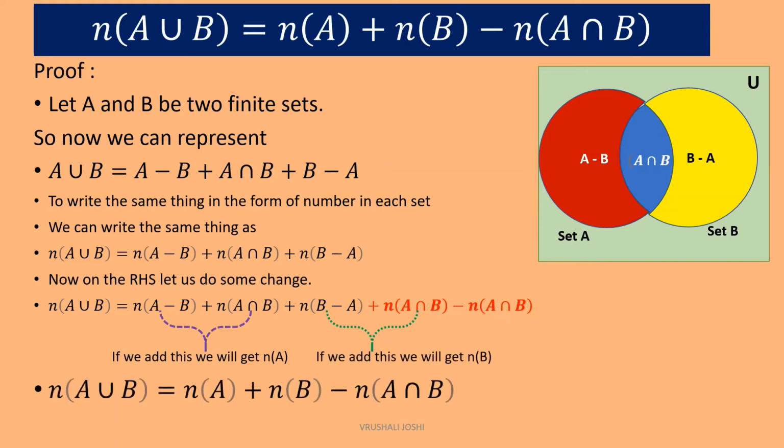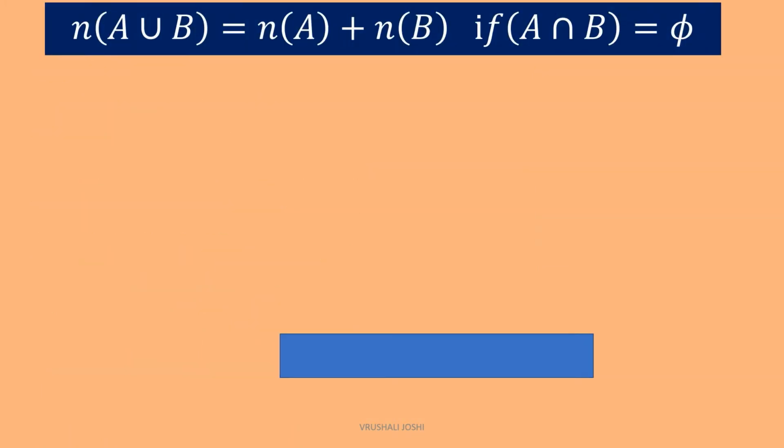So how will it look like now? N of A union B will get you n of A plus n of B minus n of A intersection B. So this is how you prove the first theorem, the first proof so-called in sets. Let's look at the second one. Second one is very easy. We do the second proof right from the first proof itself.